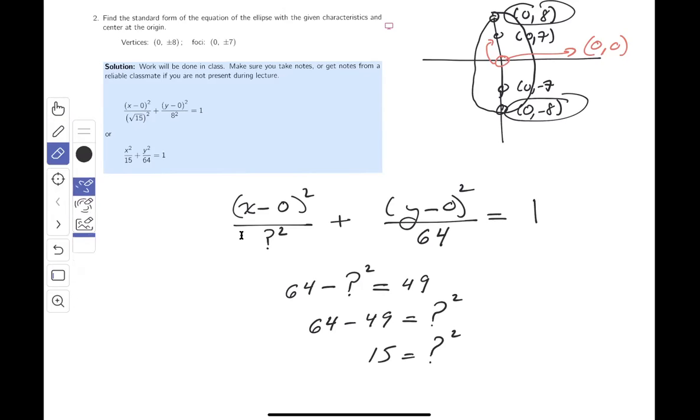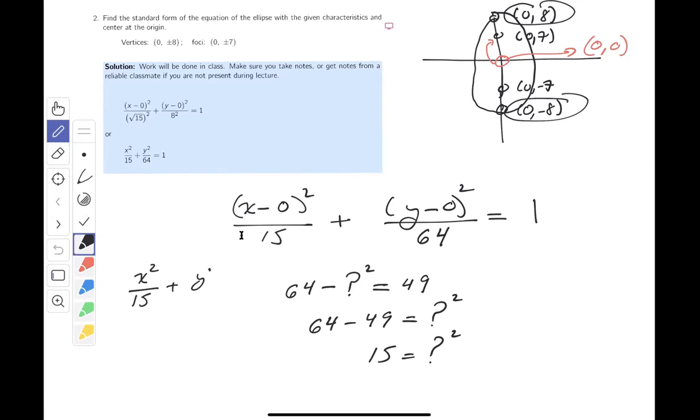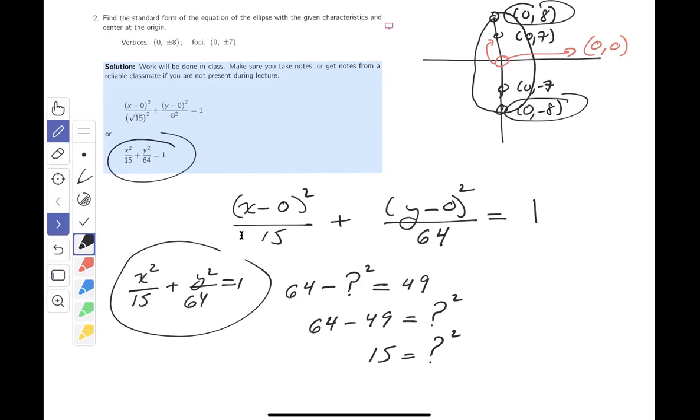But anyway, let's go back over here. I'm going to get my eraser now. I know this question mark squared is 15. At least I believe it is, right? Let's try to neaten this up a little bit. So it's going to be x squared over 15 plus y squared over 64 is equal to 1. All right? I'm seeing that right here. Again, make sure you're looking at the key as we present things to you.